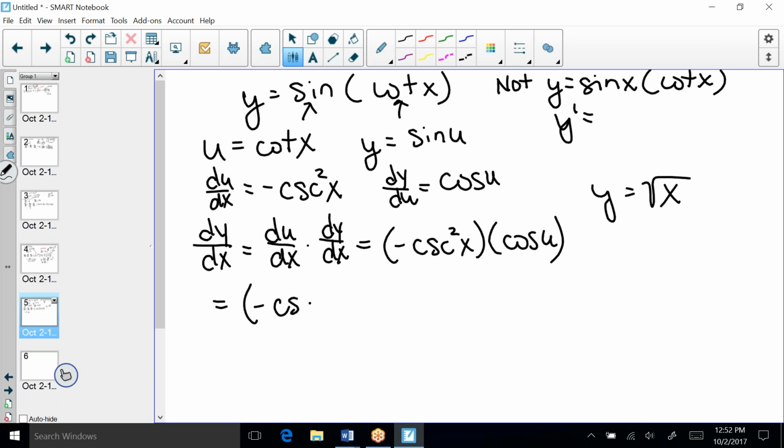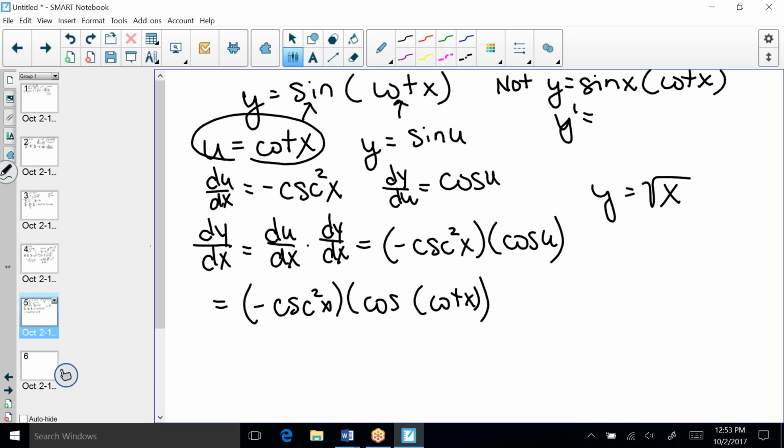So negative cosecant squared of x times the cosine of u. Instead of u, I'm going to write cotangent of x. So this is the cosine of the cotangent. It's not the cosine of x times the cotangent. It's the cosine of the cotangent of x. There's no x after that cosine.